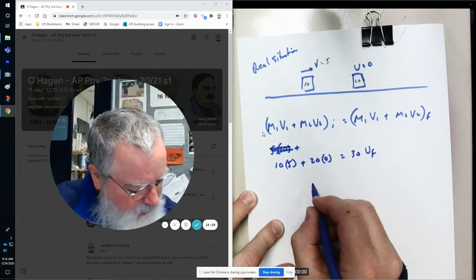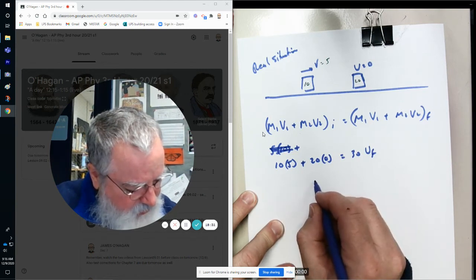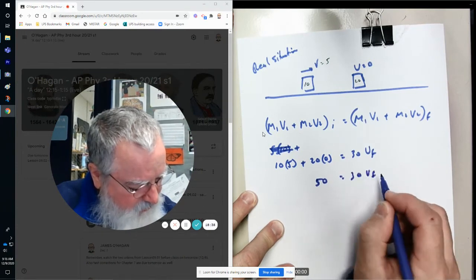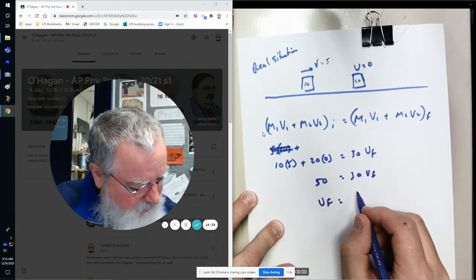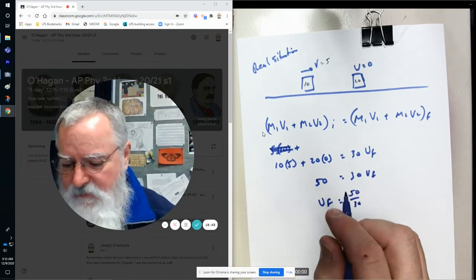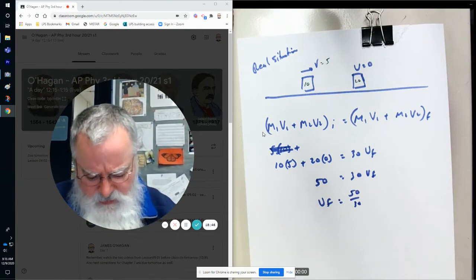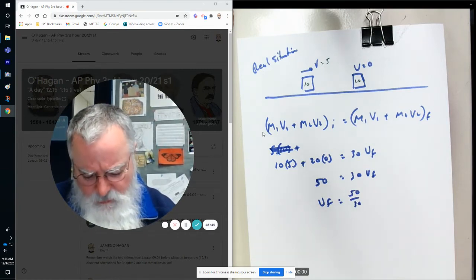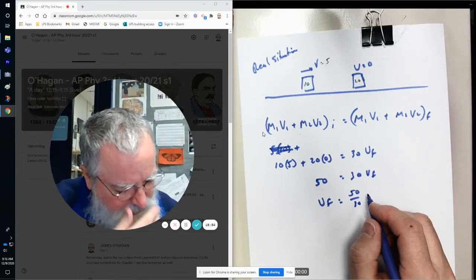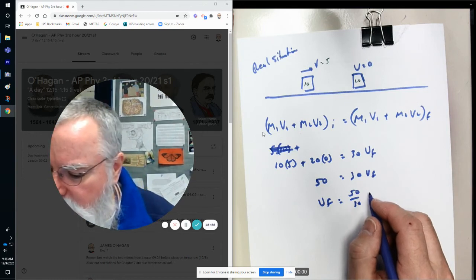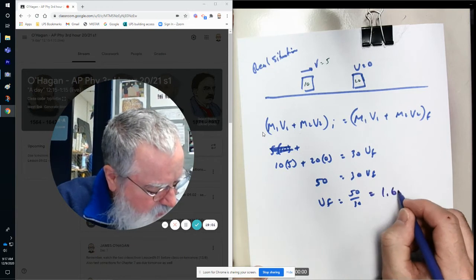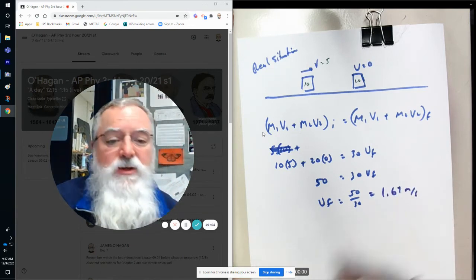Okay, so the left side ends up being 50, the right side is 30 times the final velocity. So the final velocity ends up being 50 divided by 30, so 1.67. So it equals 1.67 meters per second. All right, so that's our combined velocity.